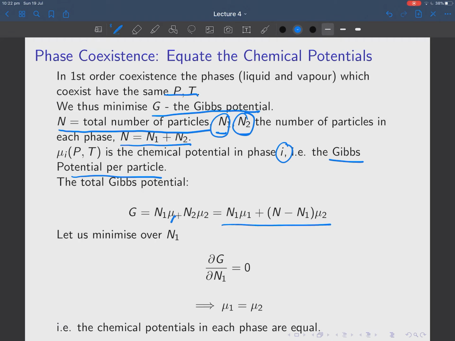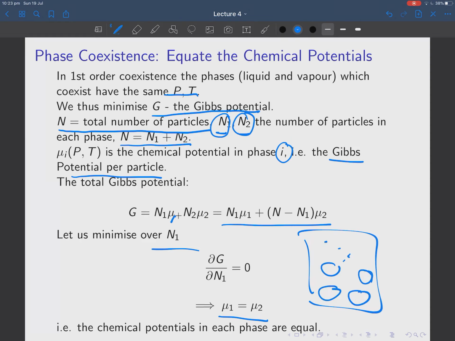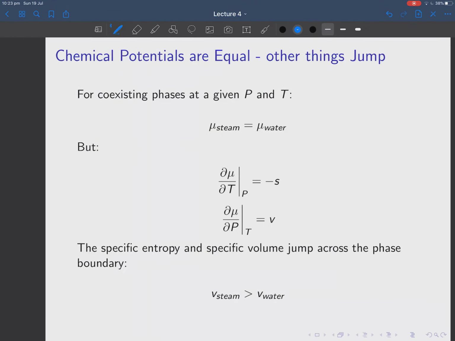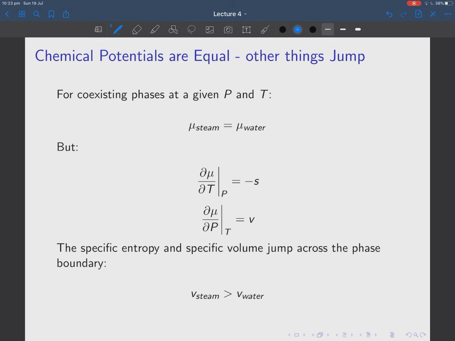And because N1 plus N2 must equal N, we can write the Gibbs potential just in terms of N1. And we're going to minimize everything over N1. And what do you know? If we minimize over N1, we get mu1 equals mu2. The chemical potentials in each phase are equal. So if you have water vapor and liquid water, the chemical potential per molecule must be the same in each of those phases, which is what we used before, or at least discussed before.